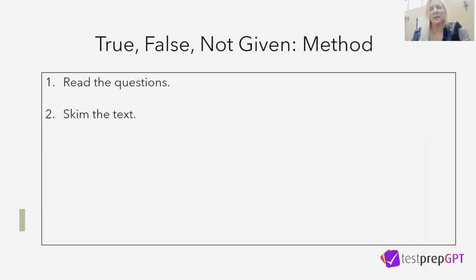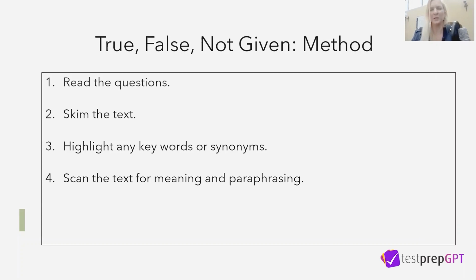So what is the method that we need to follow? It's a good idea to follow a specific method because you have a limited amount of time. You don't want to spend your time reading the passage and then reading the questions and going back and going forward. You need to have a method. So follow this technique. Simply read the questions, skim the text, highlight keywords or synonyms that you notice in both the question and the passage, then go back, scan the text for meaning and paraphrase, and check the other questions.